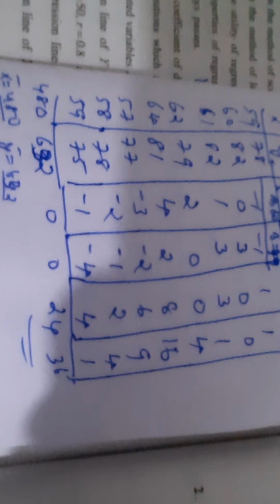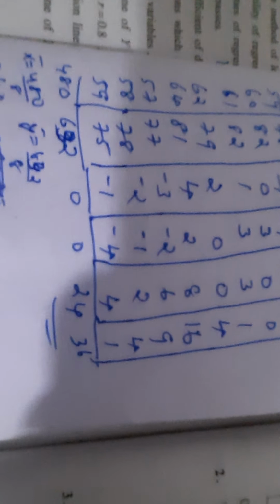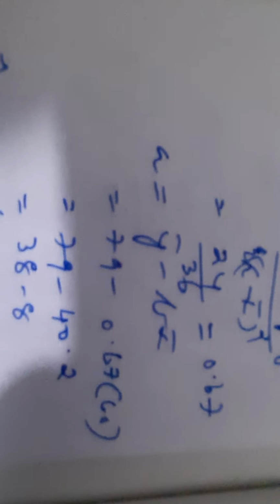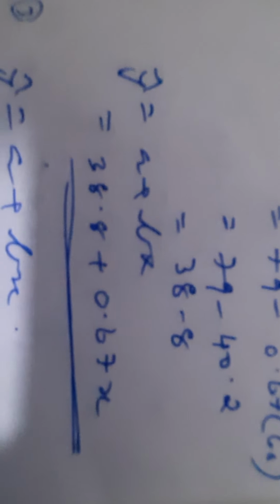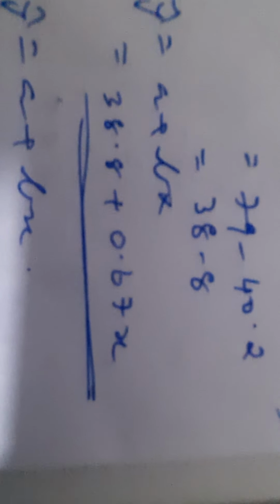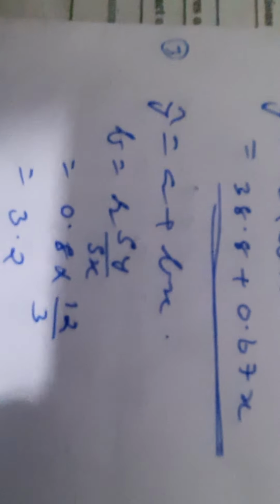So get the values of all these columns, and you are getting the answer here as y cap is equal to a plus bx, b is equal to sigma (x minus x bar) and (y minus y bar) upon sigma (x minus x bar) the whole square. That is 24 upon 36, 0.67. A is equal to y bar minus b x bar. So we get 38.8 in fact, 38.8. Therefore y cap is equal to a plus bx, 38.8 plus 0.67x. That is the final answer. So question number 2 is given like that.